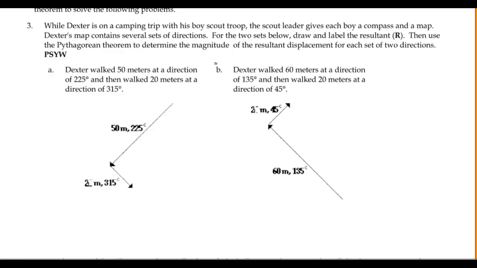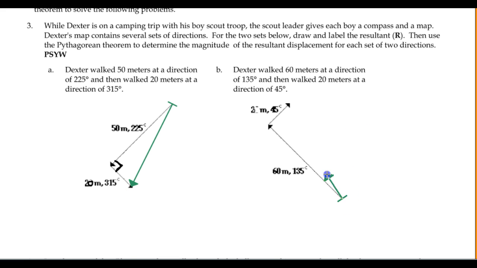So in the one down below, we want to find the resultant, and in both cases, Dexter's walking a distance in one direction and then 20 meters in another direction, which is at a right angle, perpendicular to that. Again, the resultant vector is always the straight line vector from where you started to where you finish. So that is the resultant for that one.